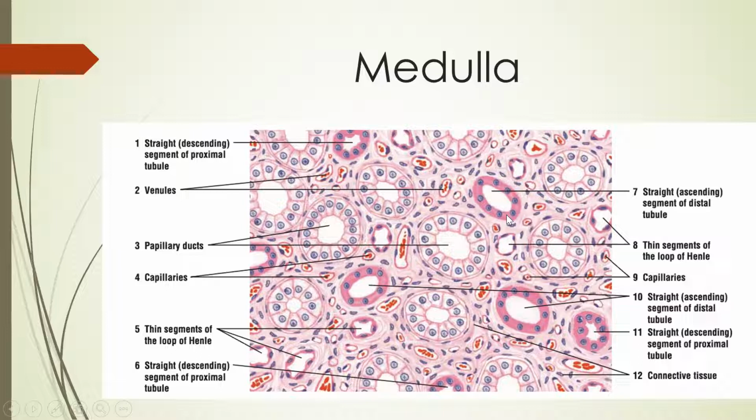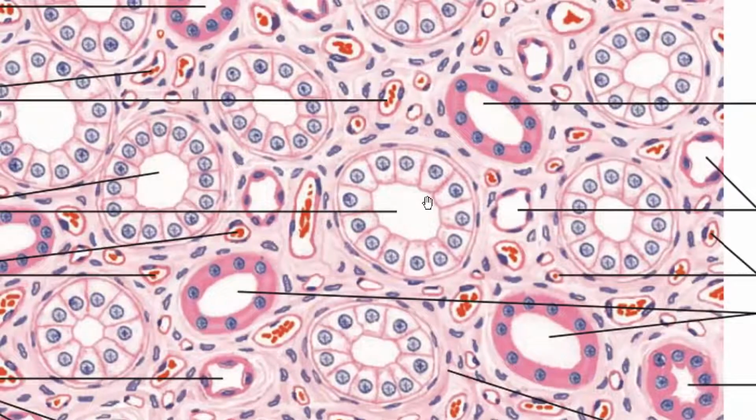Some of them are lined with simple cuboidal epithelium. They are thick segments. Some of them are lined with simple squamous epithelium. They are thin segments. You can see many blood vessels between them. You have RBC in these blood vessels, and you have some other tubes with a very distinct lateral border between the cells. Look at here, the lateral border is these borders, which you can see between the cells. And it's only visible in the collecting and papillary duct.